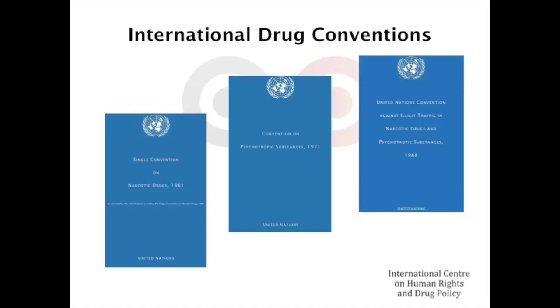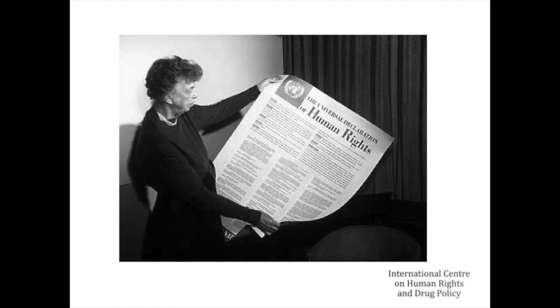And then the third factor separating it from its predecessors is that this body of international drug control law evolves alongside of and in parallel to an increasingly robust system of international human rights law, beginning in 1948 with the Universal Declaration, and of course moving into the core human rights treaties from the 1970s onwards.